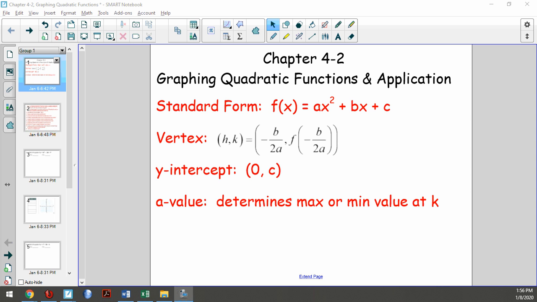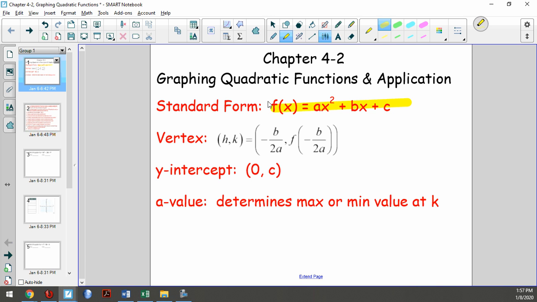Yesterday we talked about graphing. Yesterday we talked about finding the vertex. The vertex was h is negative b over 2a. To find k, you took that value and you plugged it in. Today we are going to graph standard form. Standard form is ax squared plus bx plus c. So we are going to graph something that looks like this.